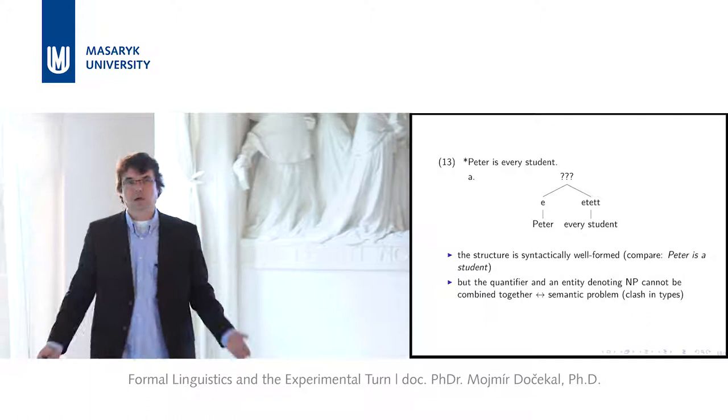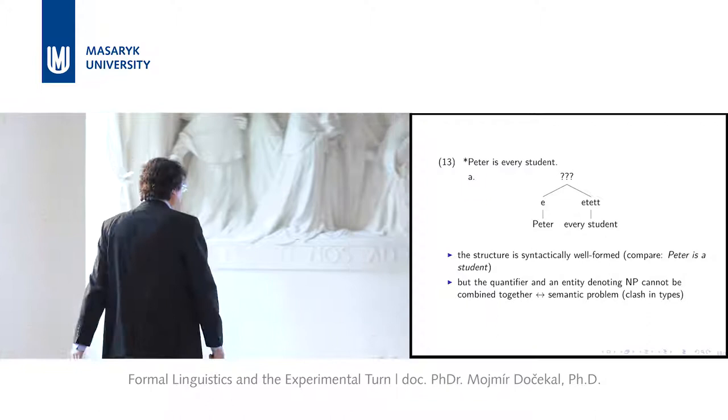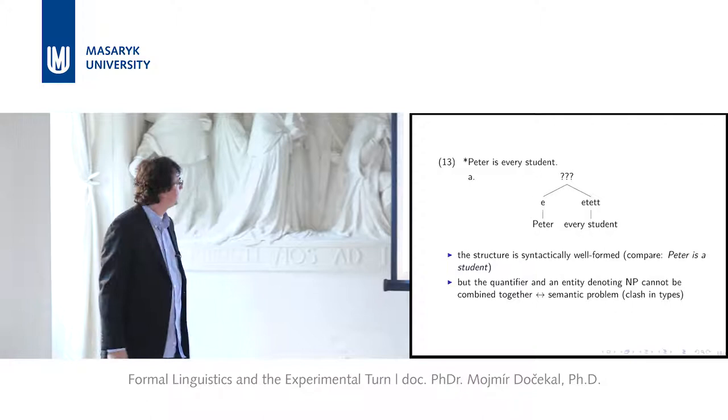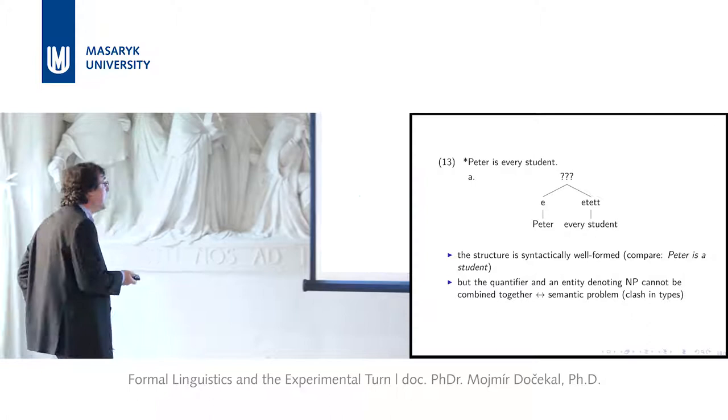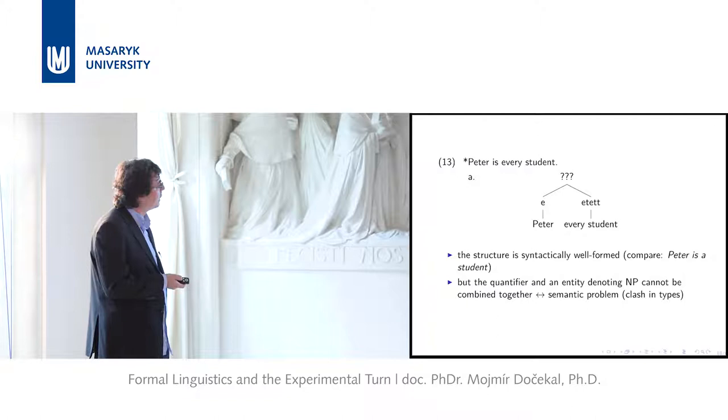And that's a problem. You cannot combine this and this. It's, I don't know, something like trying to combine... well, there is a type clash between these two. I don't have a nice metaphor now in my mind. So that's the example of a semantic rule which results from the type clash.